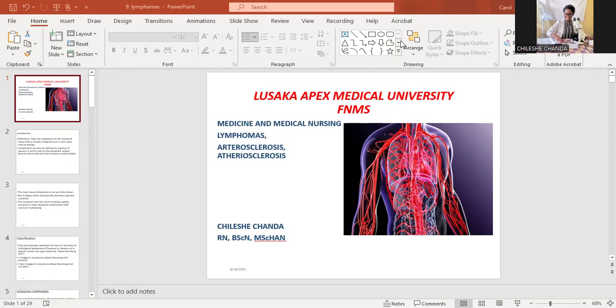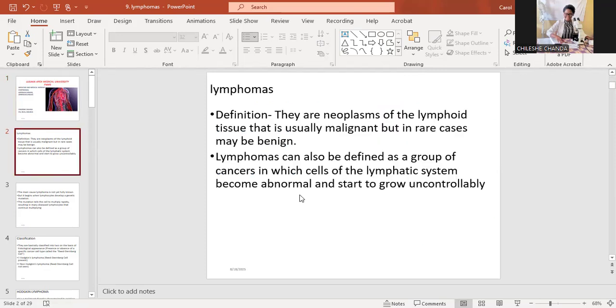So today we're going to look at lymphomas. We're going to define lymphomas. So what are lymphomas? The word lymphoma means that there are neoplasms of the lymphoid tissue. The word neoplasm means new growth, new growth of lymphoid tissue that is usually malignant, but in rare cases may be benign.